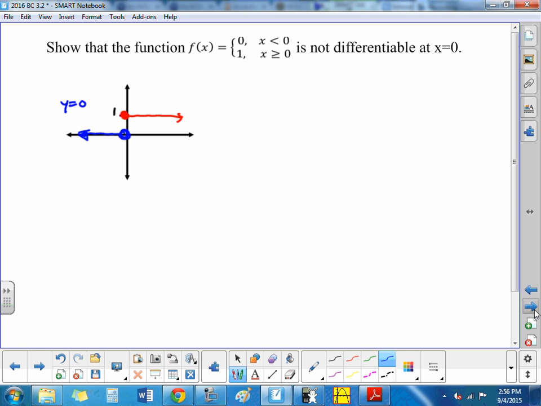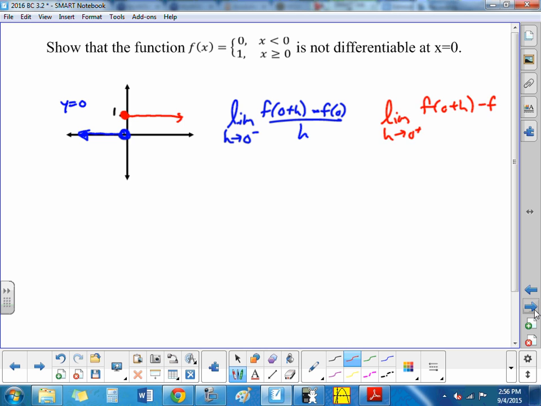So how would you then show that it's not differentiable? What you do is you show that the left-hand derivative is not the same as the right-hand derivative. So we just do limit left, f of 0 plus h minus f of 0 all over h. And we'll do limit right, f of 0 plus h minus f of 0 all over h. We'll just try to show that these are not the same. Okay? All right.